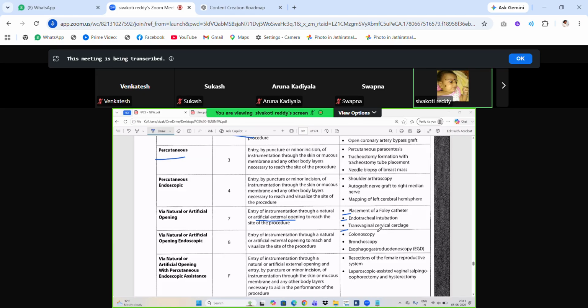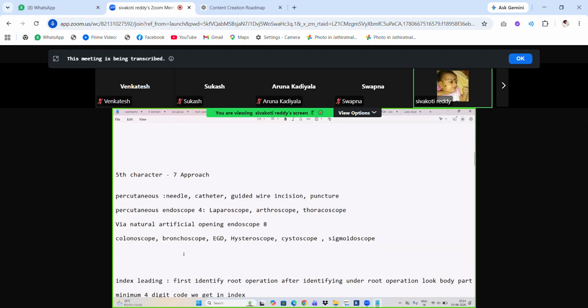Suppose in the natural route they insert a scope. It should be via natural or artificial opening endoscopy. So note down which scopies come under via natural or artificial opening endoscopy: colonoscope, bronchoscope, EGD, hysteroscope, cystoscope, sigmoidoscope.